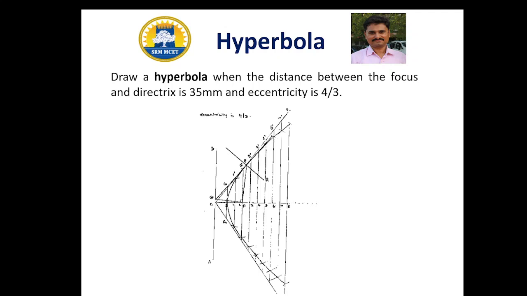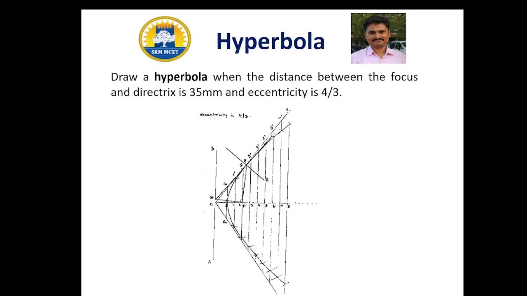First, we have to draw a line AB, that is a vertical line, which is called the directrix. Next, draw a line perpendicular to AB, that is called the axis. The line should pass through point C, E. Next, locate the focus point F, such that the distance CF should be 35 mm.